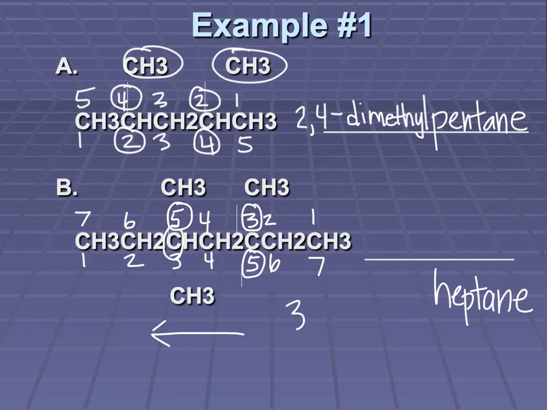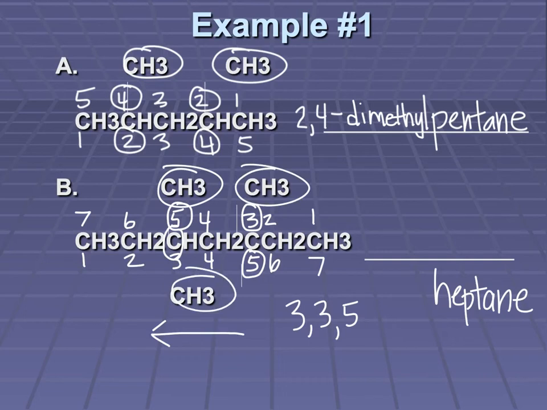Okay, so since there are 2 of them coming off of 3, you list the 3 twice. So it ends up being 3, 3, and then we have another one off of 5, so 5, and all of these are methyl groups because they only contain 1 carbon. So it'd be 3, 3, 5, and since there are 3 methyl groups, we use the prefix tri. Tri, and then I'm going to run out of room, but write methyl, trimethyl.